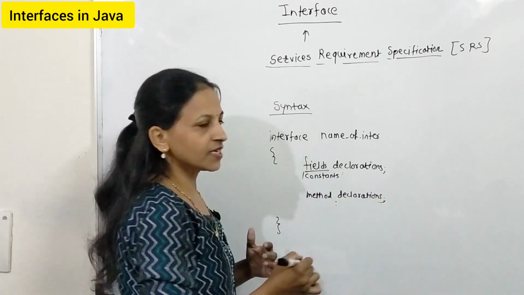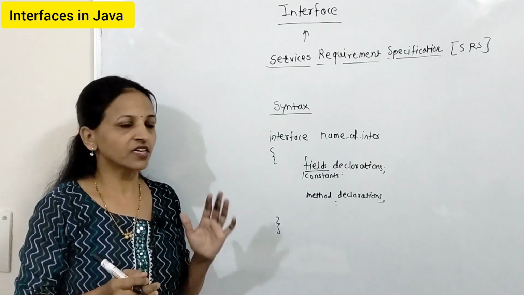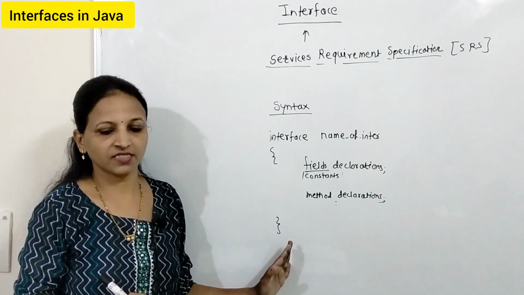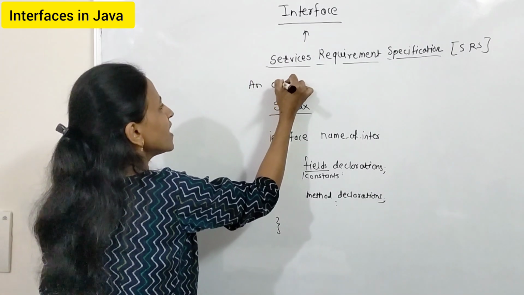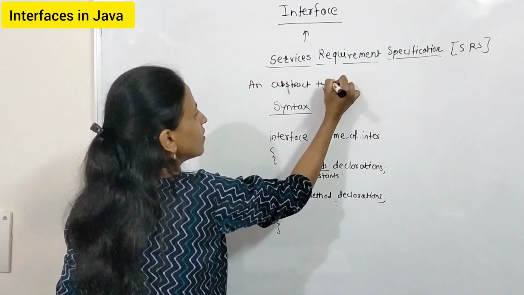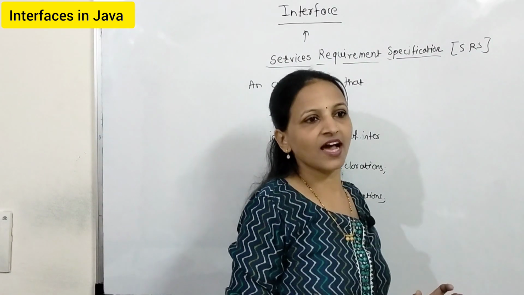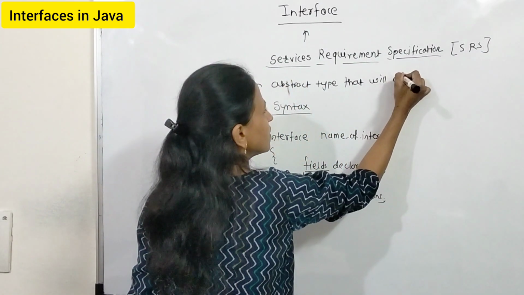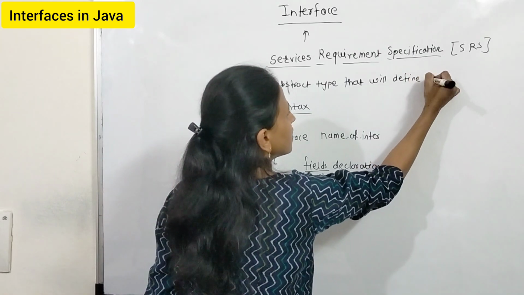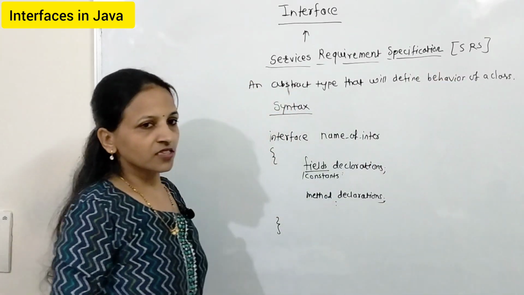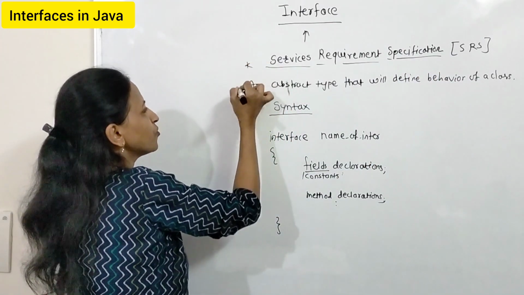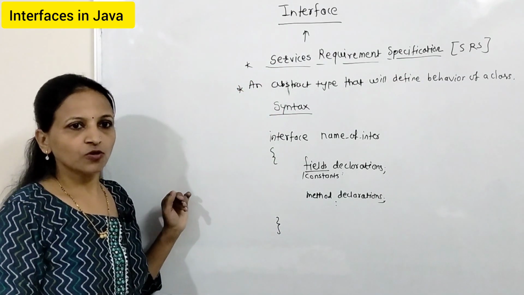Any number of methods, any number of fields you can declare inside one interface. It is an abstract type that will define the behavior of a class. That's it. These two definitions are very much important. Just keep that in mind.